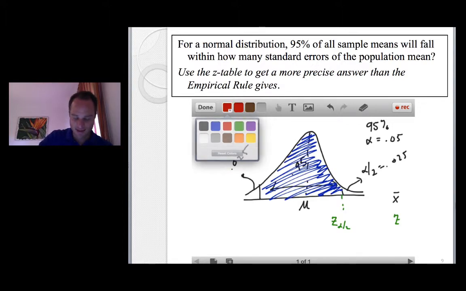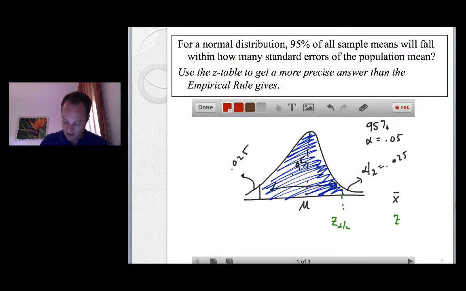Well, we have to recognize how the table works. If I look up a z value, it gives me everything to the left. It gives me the area in blue, but it also gives me this area over here in white that's left over. So 0.95 plus the 0.025, right? I want to look up a z that has a probability of 0.975, because 0.95 plus the 0.025 is everything to the left. Because remember, I want everything to the right.